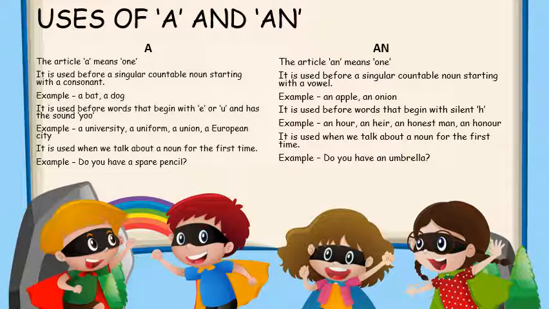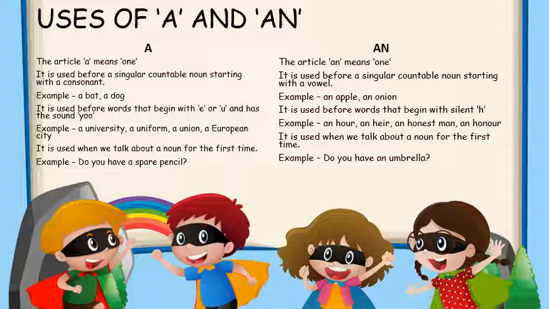Our second point is it is used before words that begin with a silent H. Now in words where H is silent, you don't speak the letter H. You don't have the sound H at the beginning. In those words you use an. For example, an hour, an heir, an honest man, an honor. You will not say a hour, a heir, a honest man or a honor. Instead, H is silent over here. You start with the vowel sound. In this case, we use an.